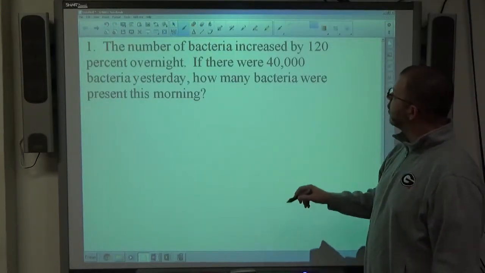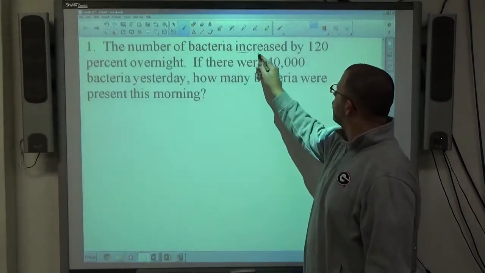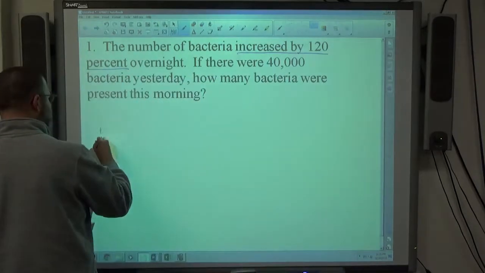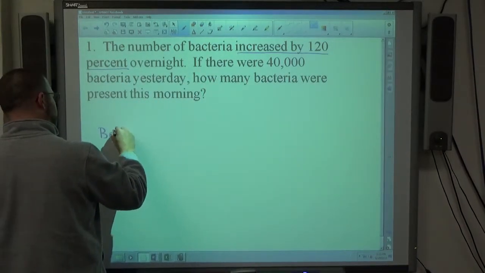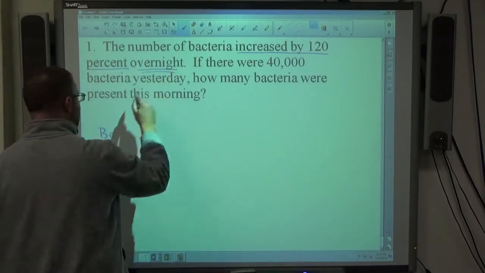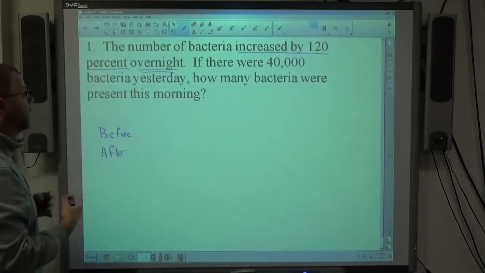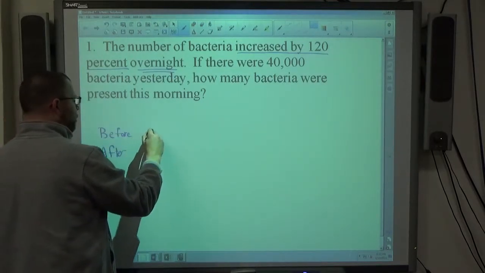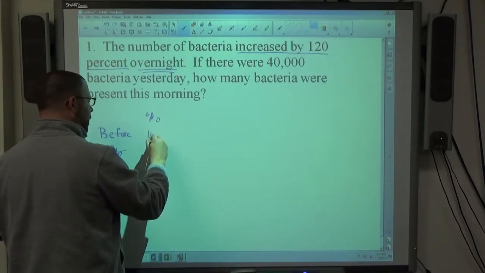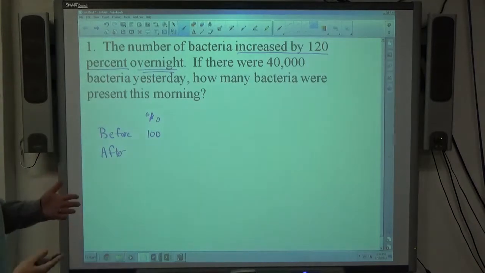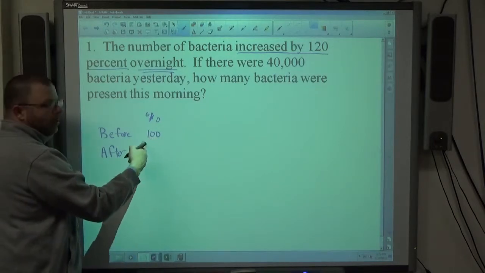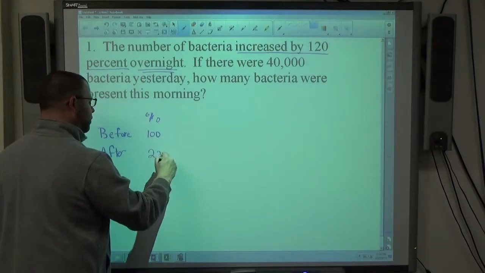The number of bacteria increased by 120%. So increased by 120% means 120% more. So we're looking at a before and after situation. And it says overnight, so the before is yesterday, after would be today. And when we do before and after for percents, we're going to put before at 100%, and then the after is going to be based on the increase or decrease. So in this case, increasing by 120%. We started at 100, to increase it by 120 puts me at 220%.